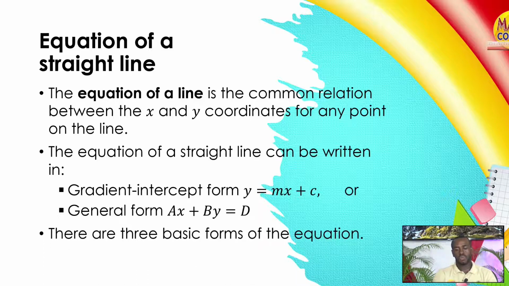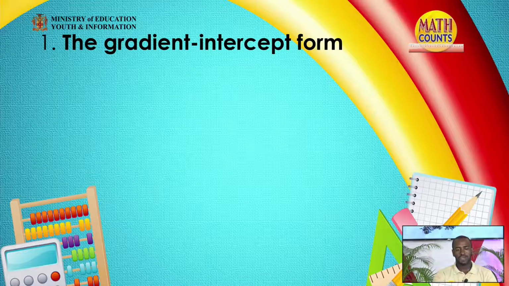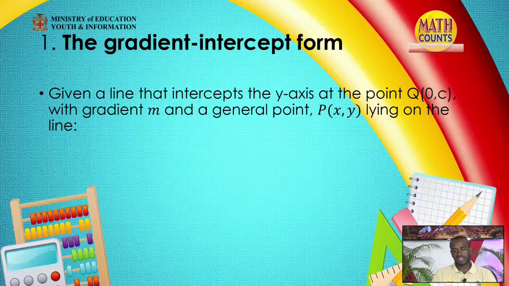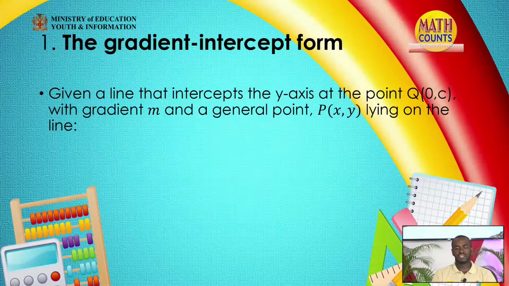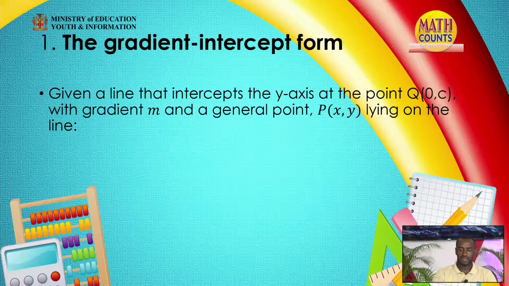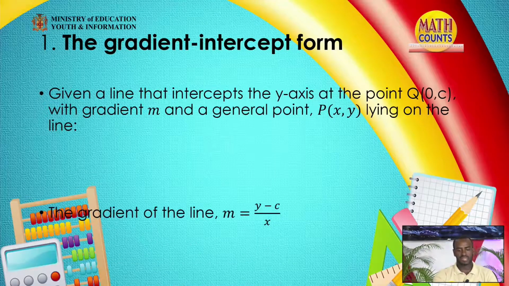And now we will look at three basic forms of writing the equation. One, the gradient intercept form. Given a line that intercepts the y-axis at a point, let us call this point Q, (0, c), with a gradient m and a general point P, (x, y), on the line, let us see what happens in this case.